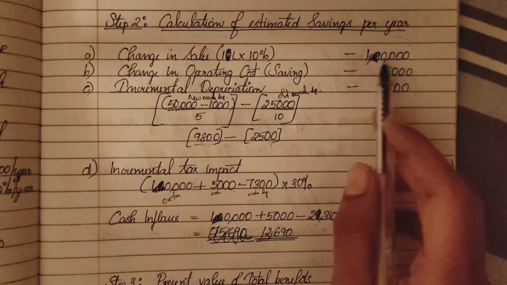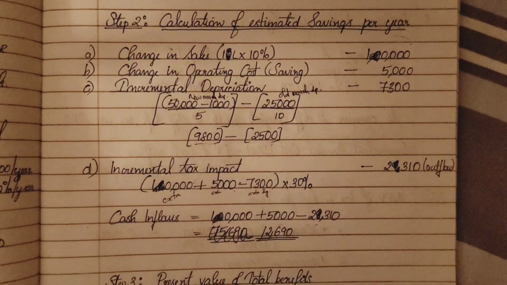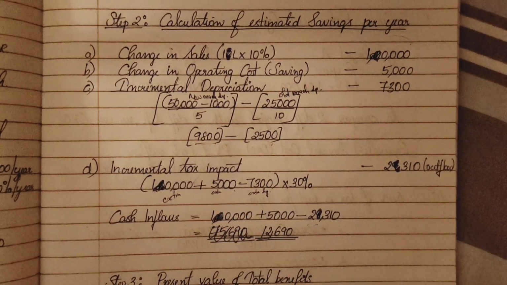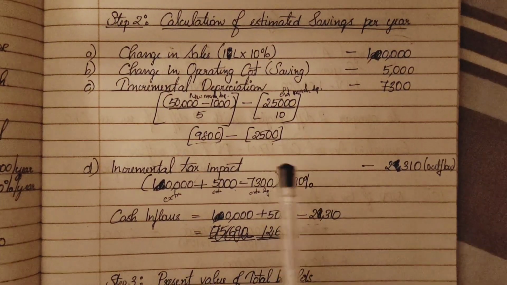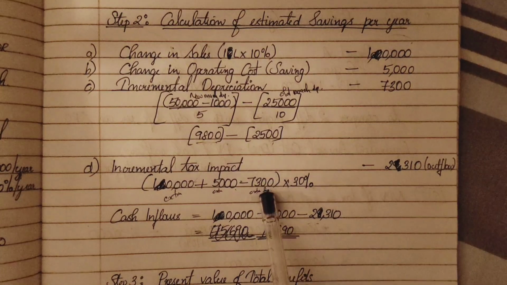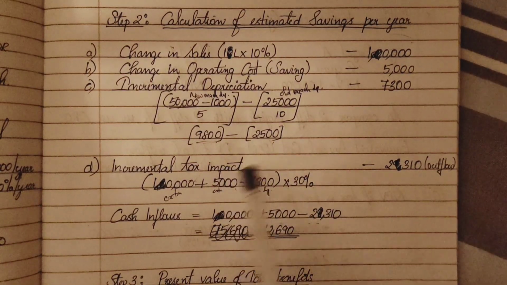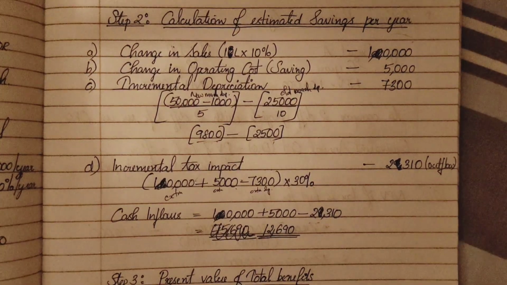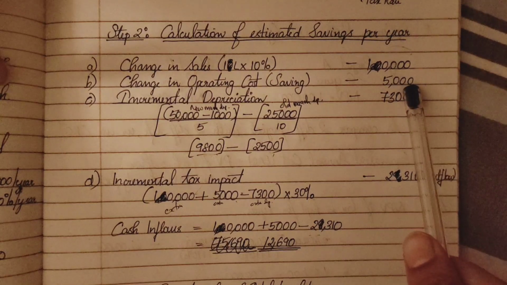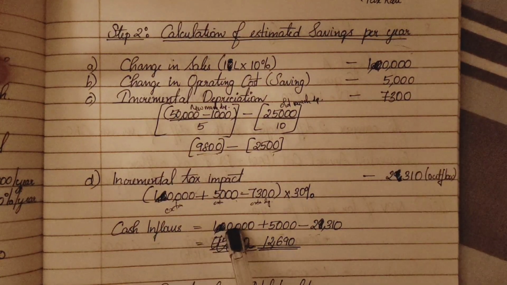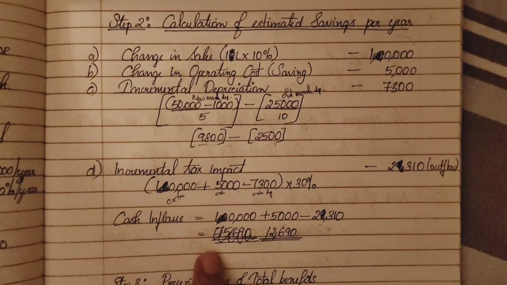Now we can compute the incremental tax impact. 10,000 plus 5,000, total 15,000 incremental revenue, minus incremental cost, there is no incremental cost, minus incremental depreciation, into tax rate. So incremental depreciation is 7,300 into 30%, 2,310 is the incremental tax impact. So the cash inflow is revenue 10,000 plus 5,000 minus the incremental tax impact, which is a cash outflow. So 12,690 is the cash inflow.